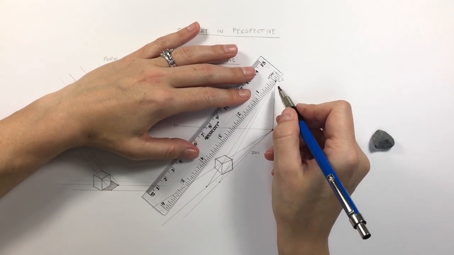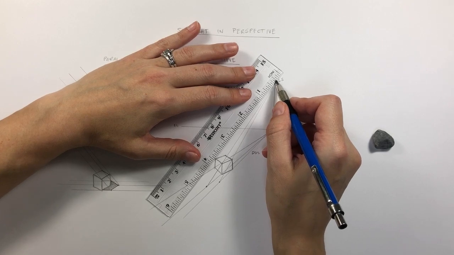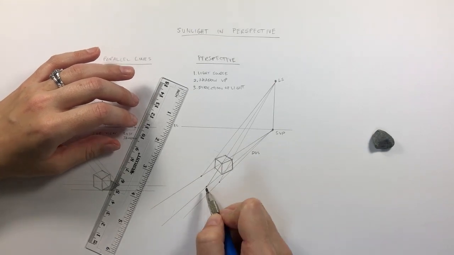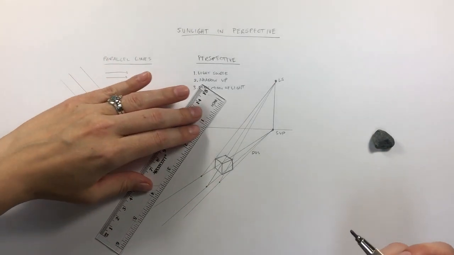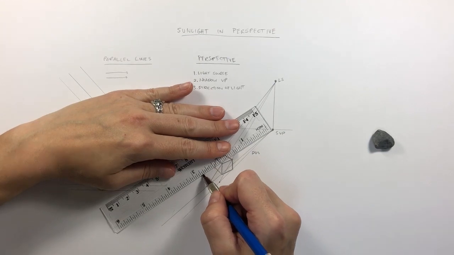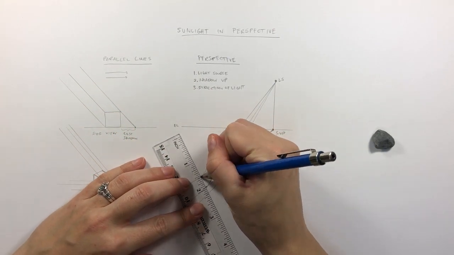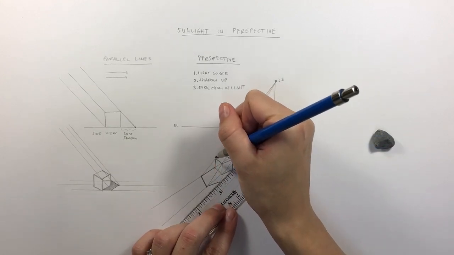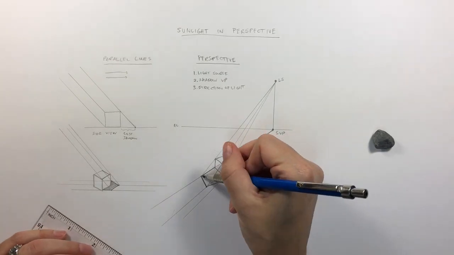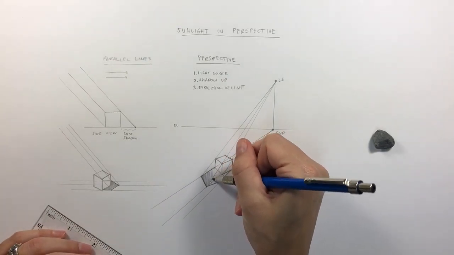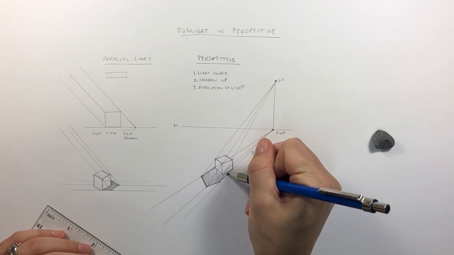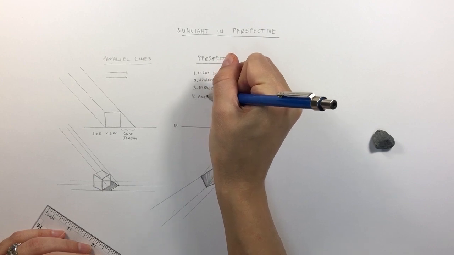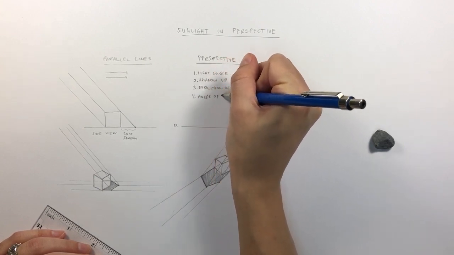And then same thing for the last one. Going from the light source through the top corner to the ground there. Okay, so now I've just figured out the shape of my shadow, and all I need to do is connect the dots. And really, that's all there is to it. And so these lines coming down here, this is called our angle of light.